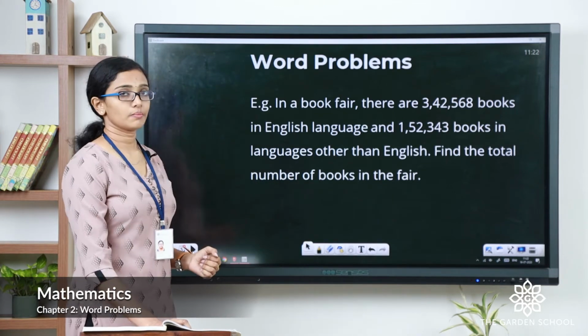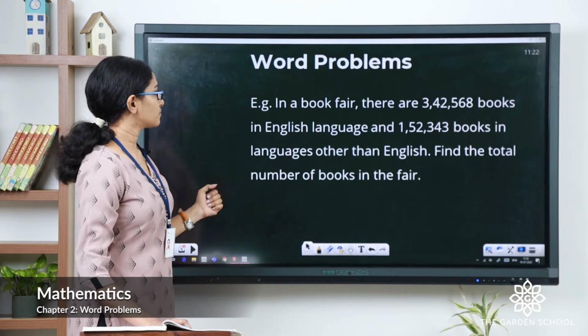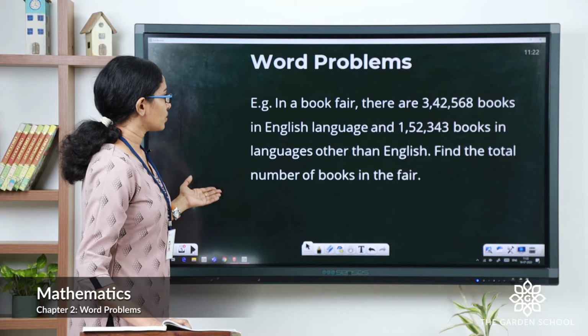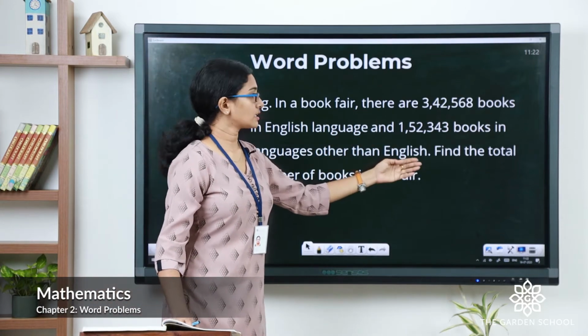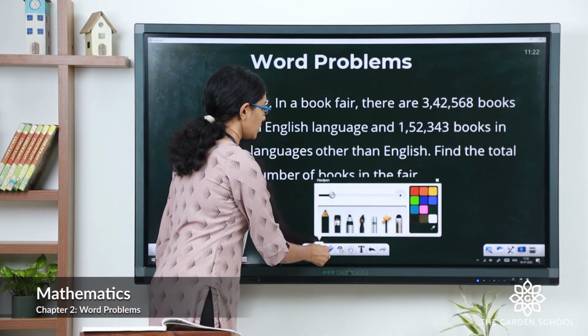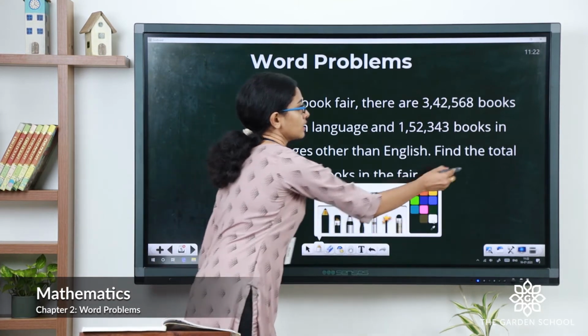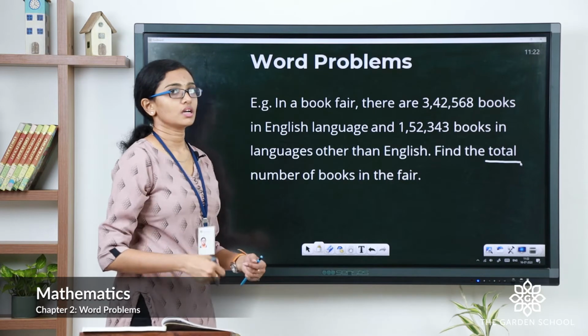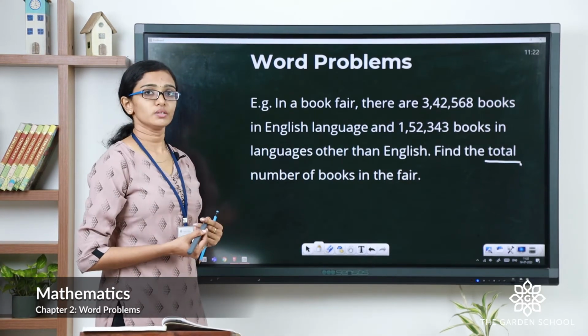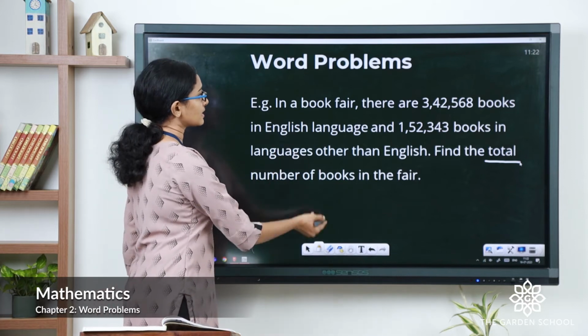And what is this question about? It's about the number of books available in a book fair. So, what is the question here? Find the total number of books. So we know the keyword total means we have to add the given data. So this is an addition word problem. So now let's look at the data.